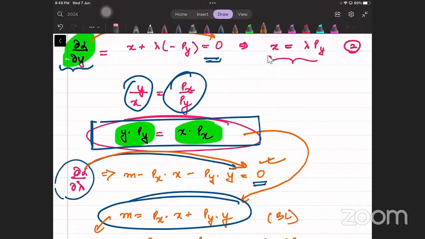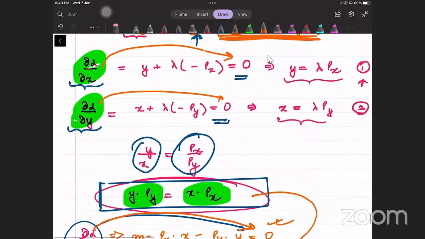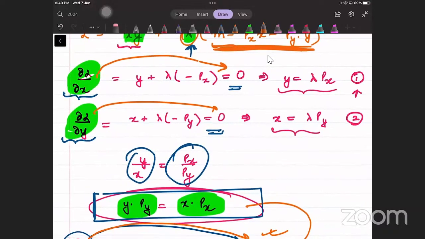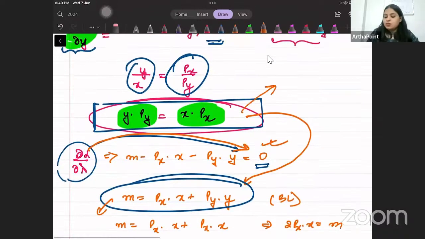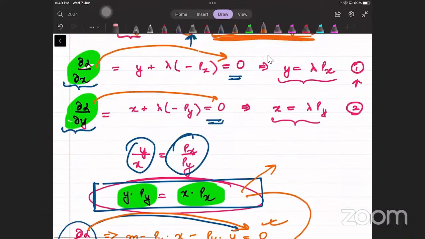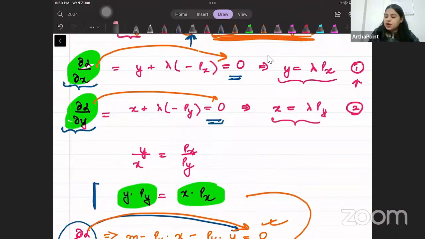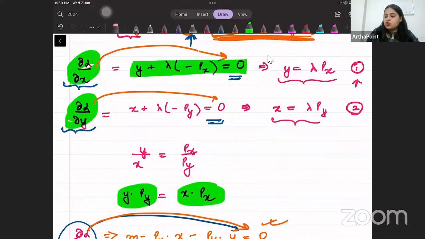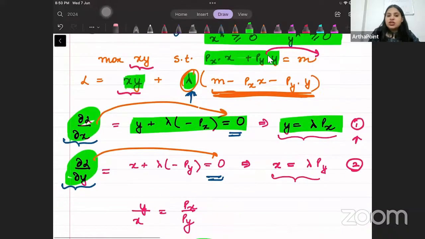Okay. And ma'am, the one that you have written in the box, how is that derived? The one below the pink one. This one. Yes, ma'am. So basically, when you differentiated it with respect to x, you got this equation and you equated it to 0. When I'm differentiating with respect to x, everything other than x is a constant. So from xy, I will get y. And here with x, my coefficient is minus px, so I will get minus px, and I'm equating it to 0.